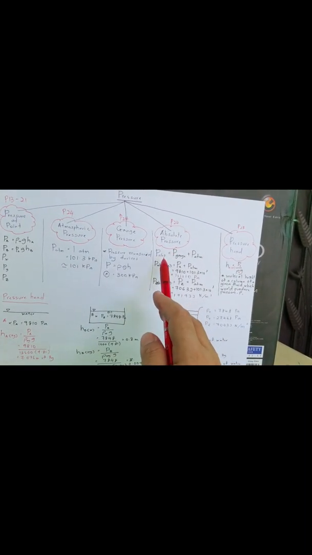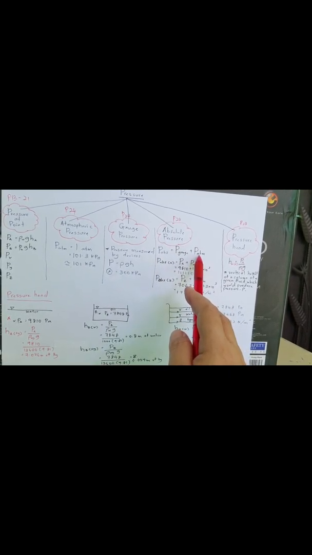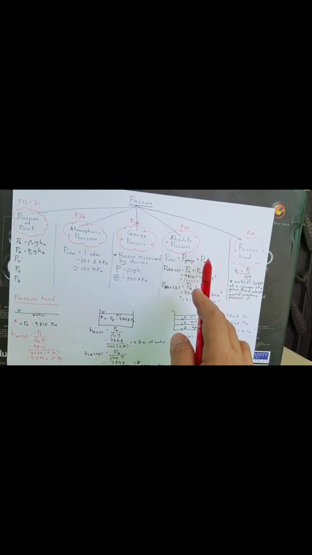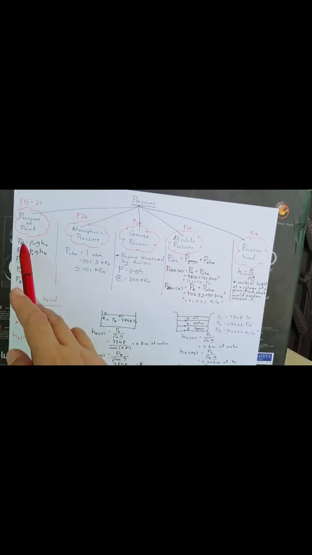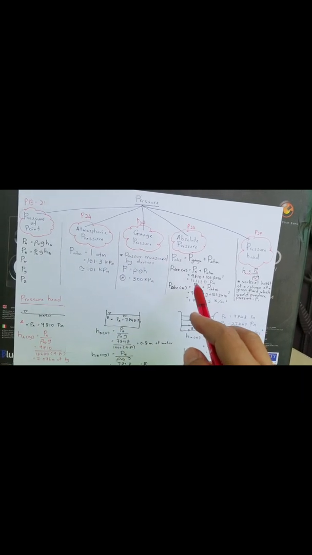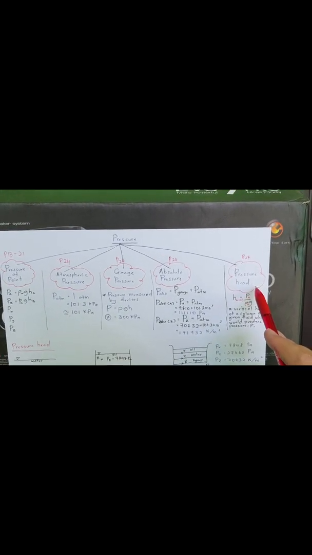Remember, if problem asking for P absolute saja, kita kena tambah dengan atmosphere. Selain pada tu kita tak akan guna nilai P atmosphere ni sebab most of the time pressure adalah pressure gauge. Nilai dia hanyalah rho GH. Okay, clear? So now kita nak belajar pressure head.